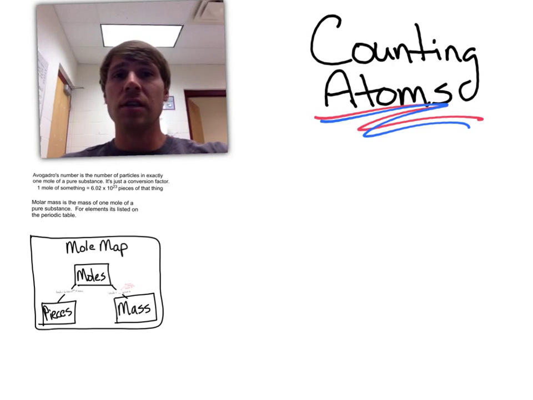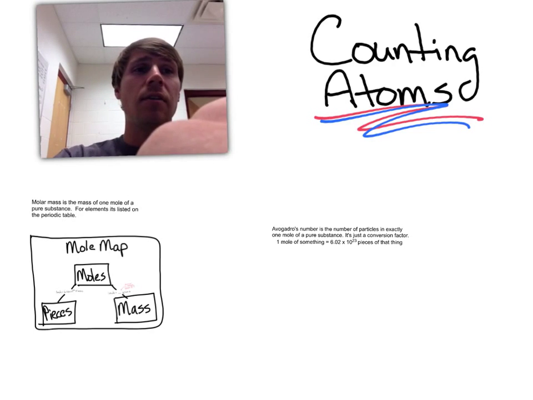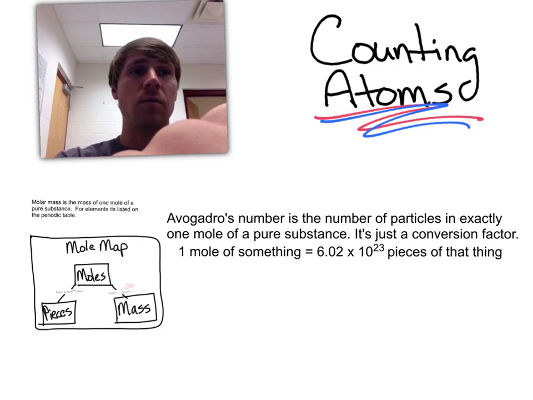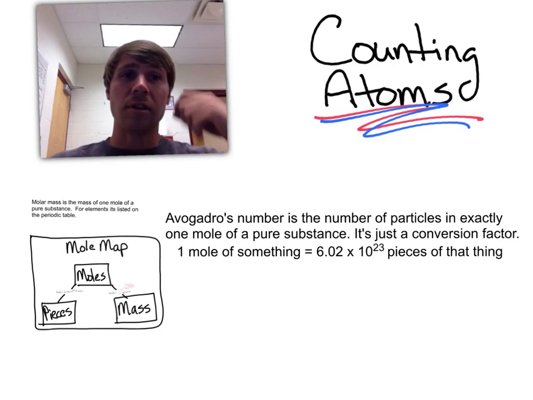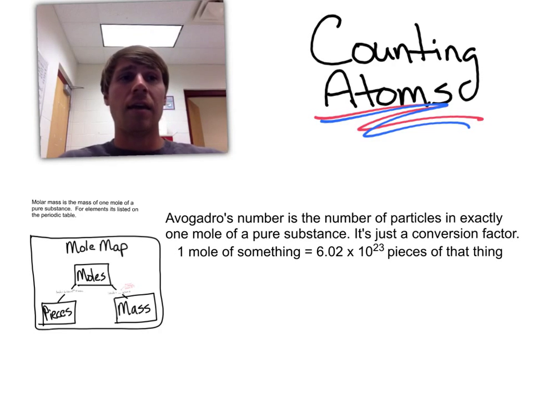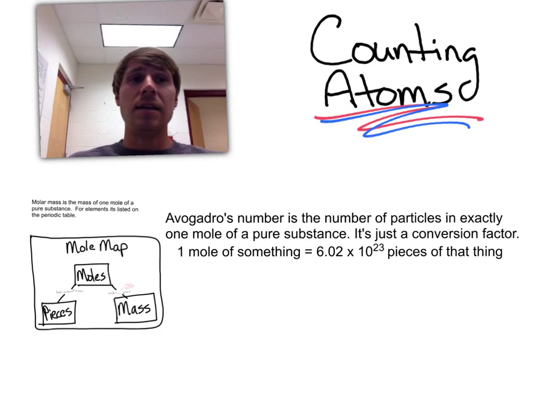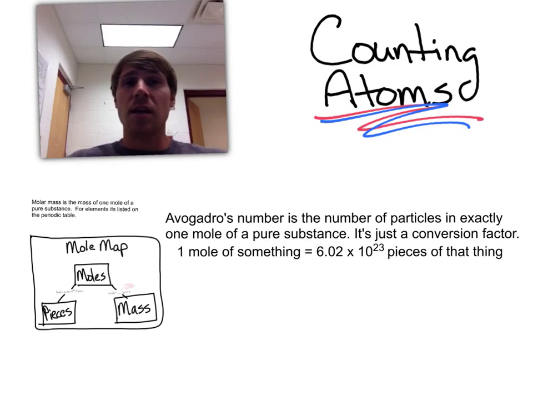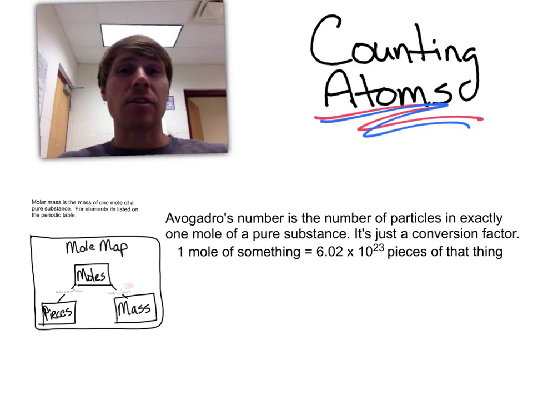Okay, so the first thing that we need to know is that there is this thing that we consider Avogadro's number. Now, Avogadro was a scientist way back in the day, and this whole idea is that it's the exact number of particles in 1 mole of what we call a pure substance. All that it is, it's a conversion factor.